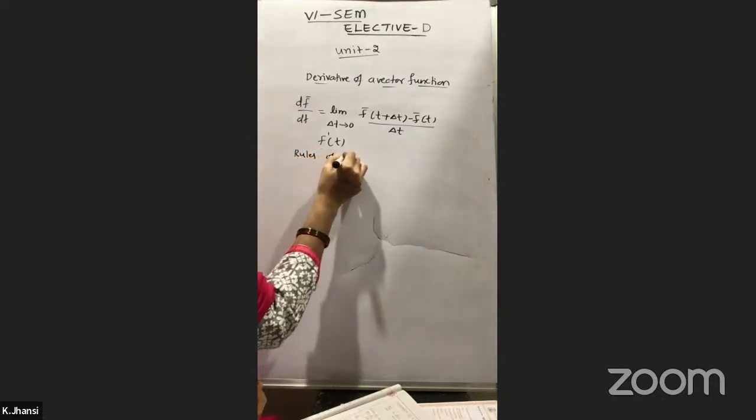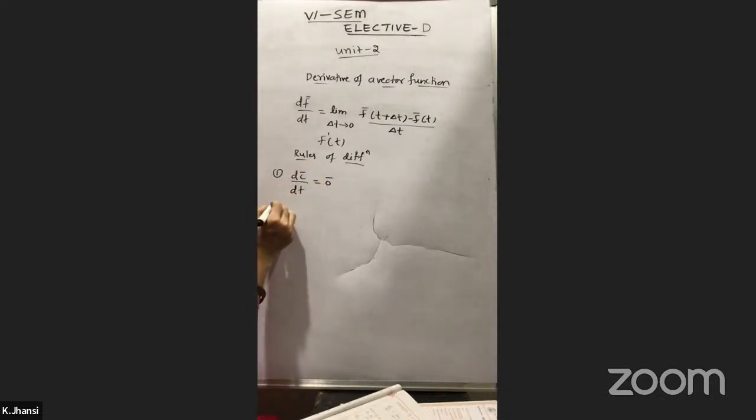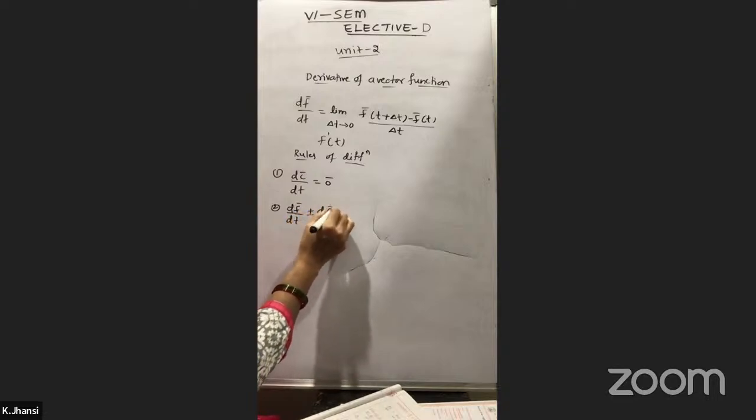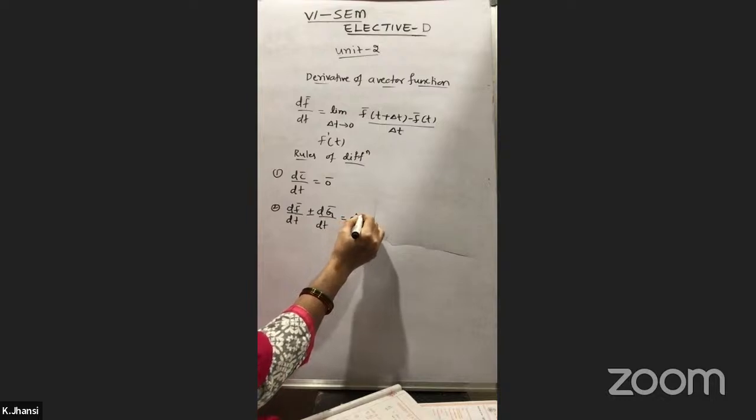So your rules of differentiation are there. The first rule is the derivative of a constant function: the differentiation of any constant vector is the zero vector. Next one is differentiation of f plus or minus g, that is addition or subtraction. Differentiation of f by dt plus or minus differentiation of g by dt is equal to, we can separate this one.